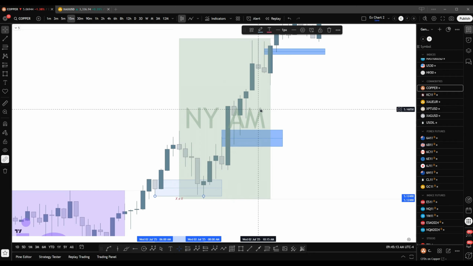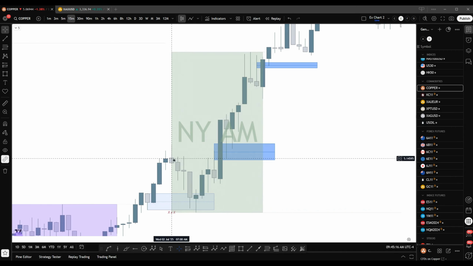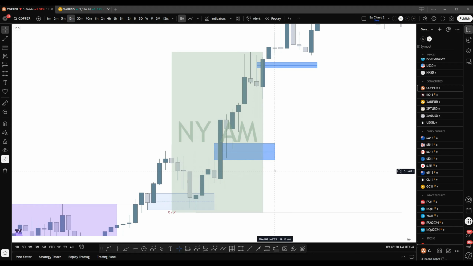We're trading in the New York kill zone. This is from 7 a.m. all the way up till 10 or 10:45. It's because I'm using the 15 minutes, so it's a little different. But yeah, here's 10 a.m., right? And you can actually hold your trade a little bit slightly outside.